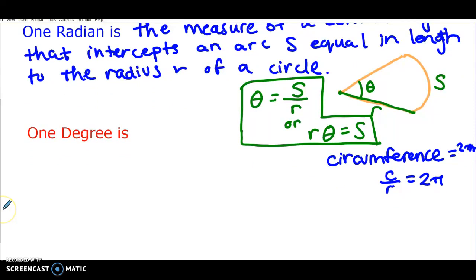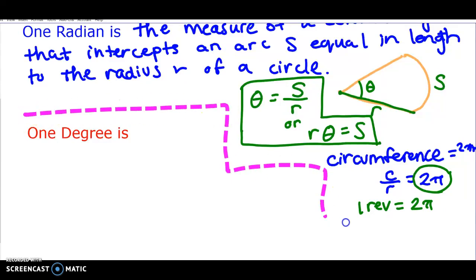And I bring that up because I want us to remember that 2 pi is the measure of that central angle of a circle. Okay, so really one revolution is equal to 2 pi radians. So lots of things to remember or to keep in mind about radians here.